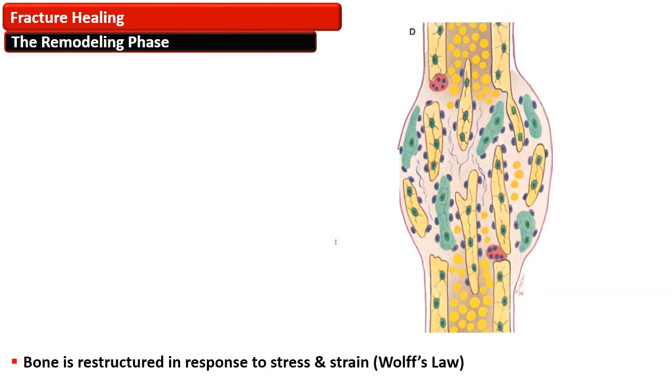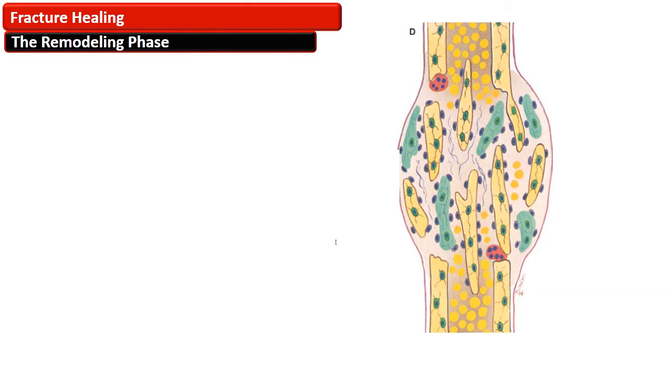So Wolff's law states that the bone is restructured in response to stress and strain. In remodeling phase, the new bone, which may be woven or laminar, is organized along the stress line and mechanical forces, and the activity of osteoclast and osteoblast, which work as a basic multicellular unit, is maintained.